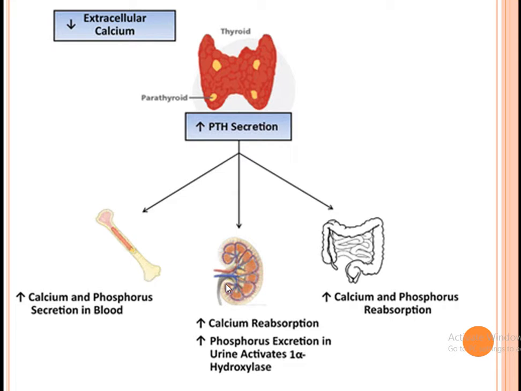Collectively, you can see whenever there is a decrease in the calcium in the extracellular compartment, parathyroid hormone is released, and through the bone, kidney and intestine it manages the plasma level of calcium.